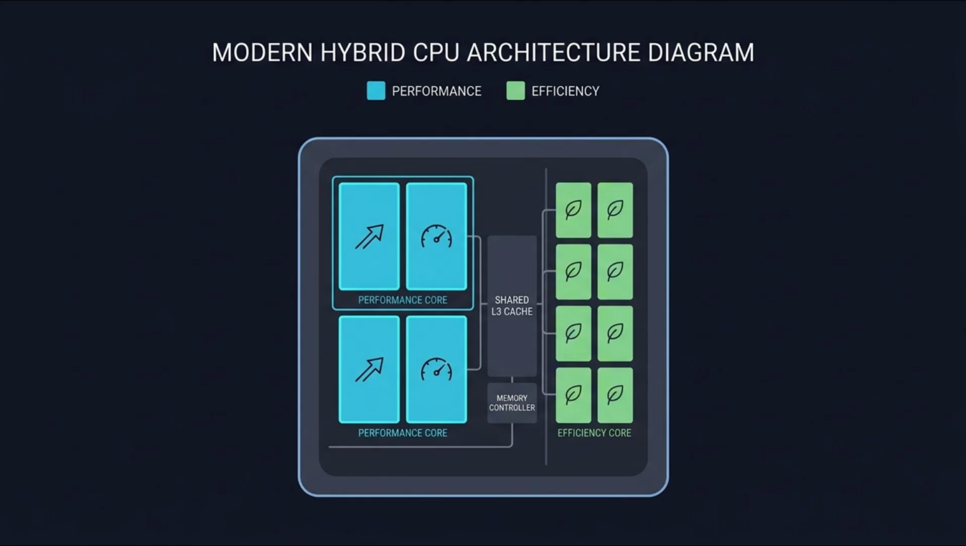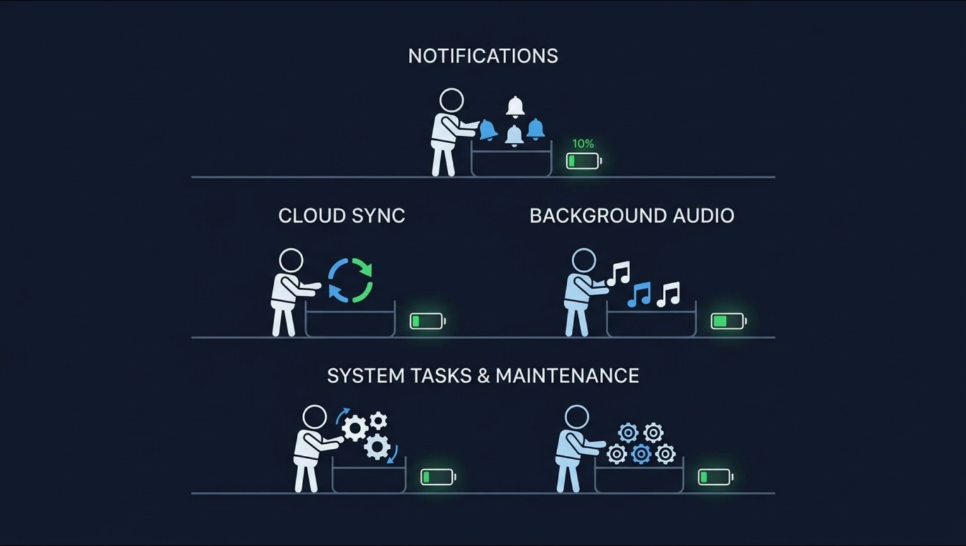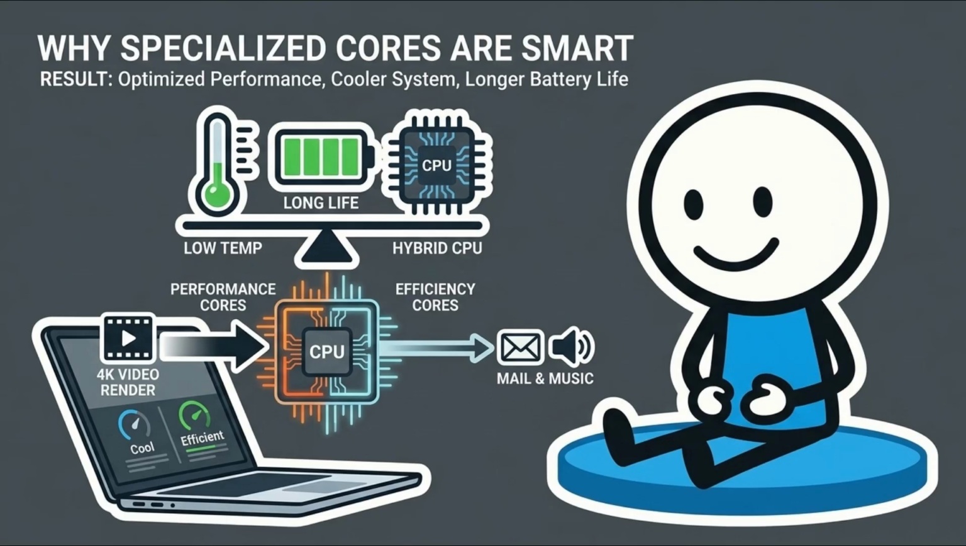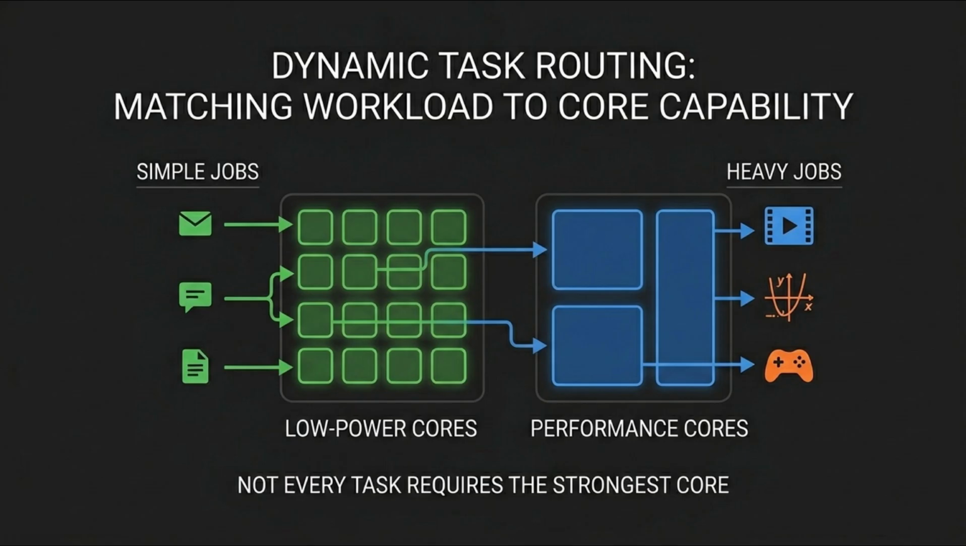You may hear terms like performance cores and efficiency cores. Performance cores handle heavy work, like games, editing, rendering, and demanding apps. Efficiency cores handle lighter background tasks while using less power. This is especially useful in laptops, where battery life and heat matter. It is like having expert chefs for complex meals and assistant chefs for simple prep work. Not every task needs the strongest core. Sometimes, it is smarter to send small jobs to a low-power core and save energy.